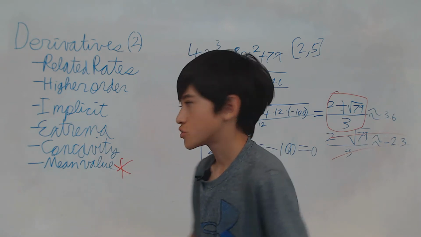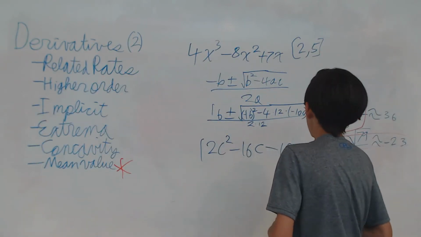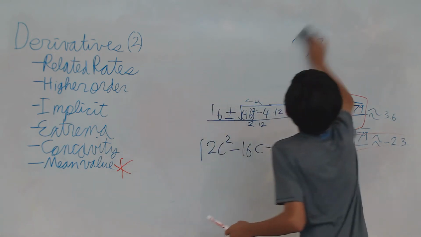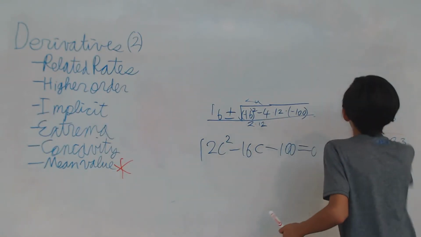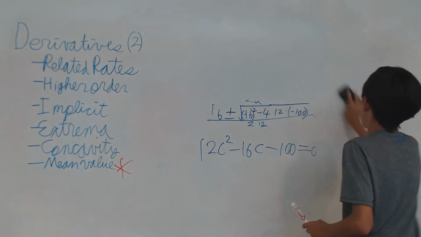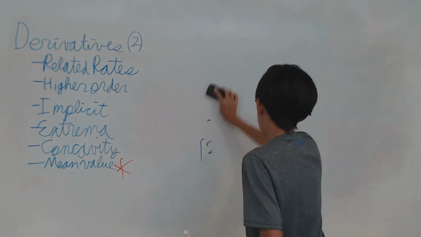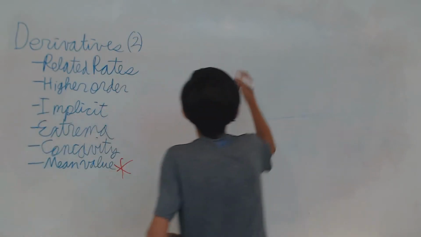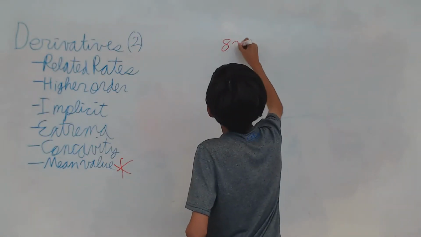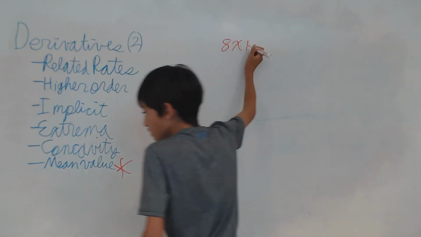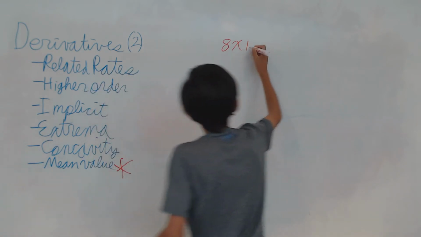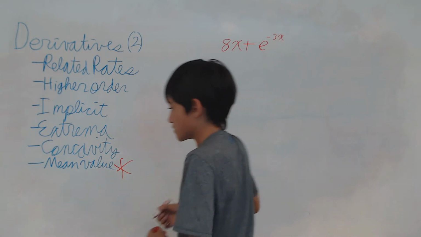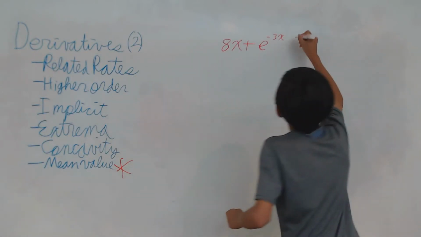Now let's move on to our second example. I'll write it on the board. It has an exponential equation. So we'll also be employing here 8x plus e to the negative 3x on the interval negative 2 to 3.